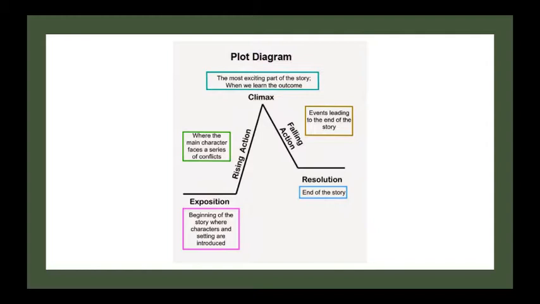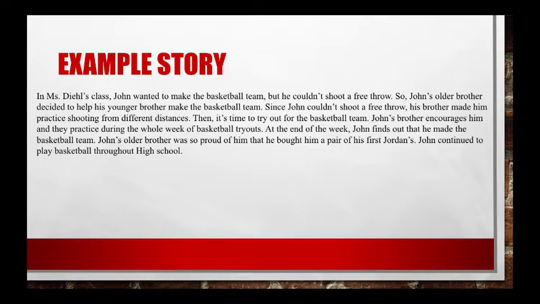The rising action is when the main character faces a series of conflicts. The climax is the most exciting part of the story and also the turning point in the story. The falling action is the events leading to the end of the story after the climax. The resolution is the end of the story and where all the loose ends are tied up. So, now we're going to go through a sample story to see exactly how this passage can be dissected to fit a plot diagram structure.